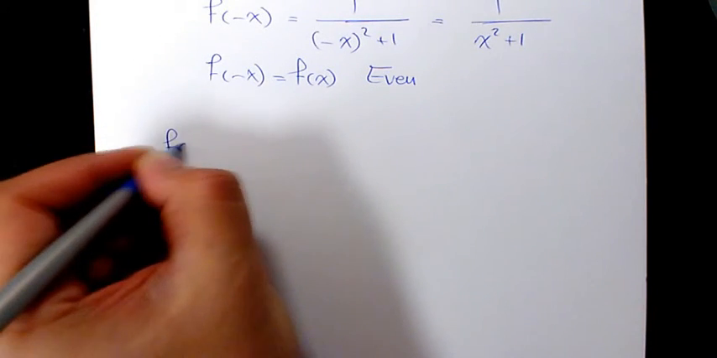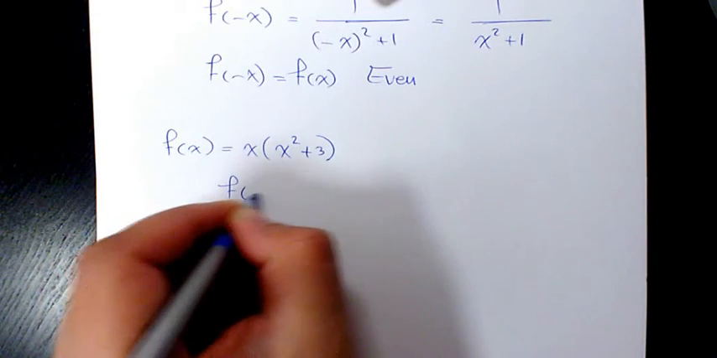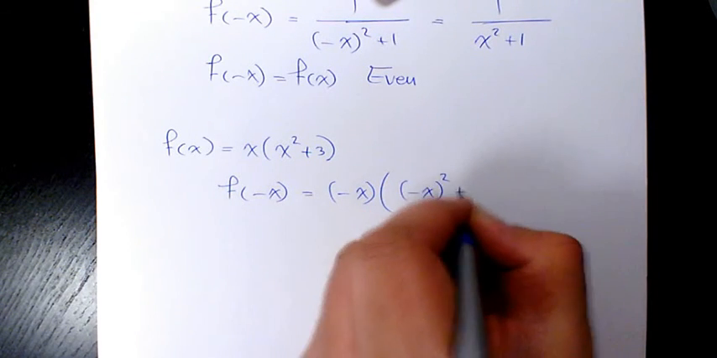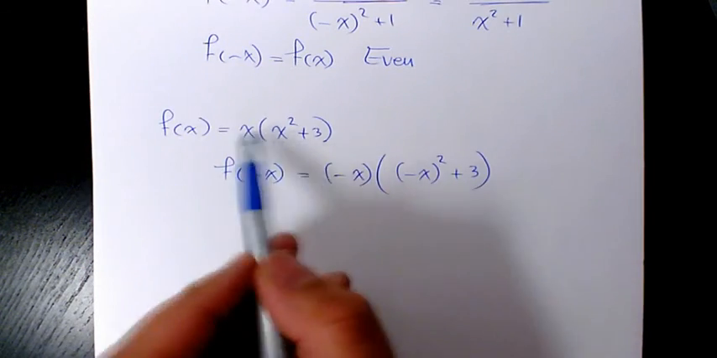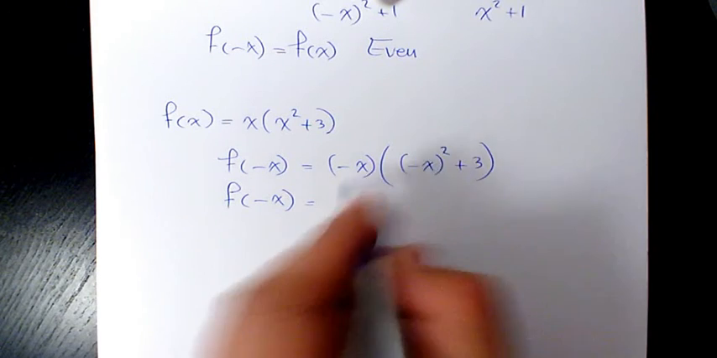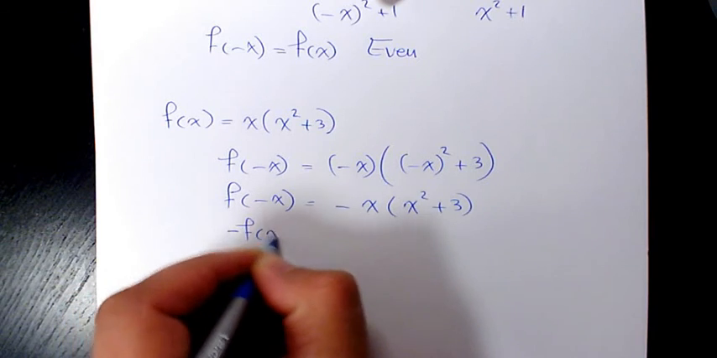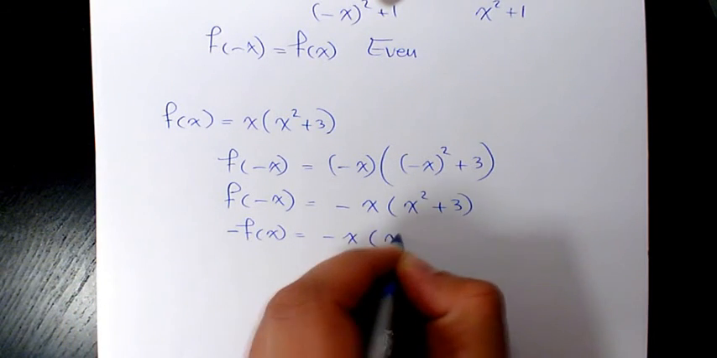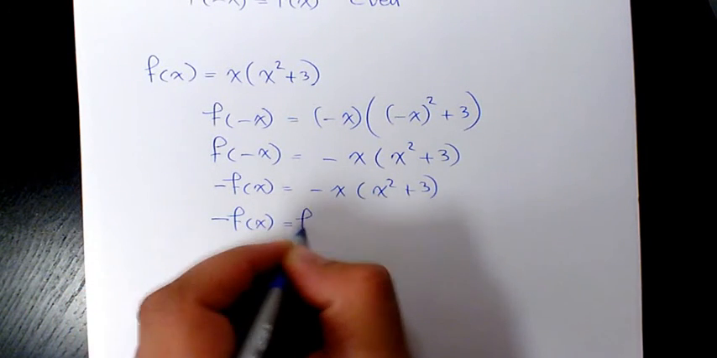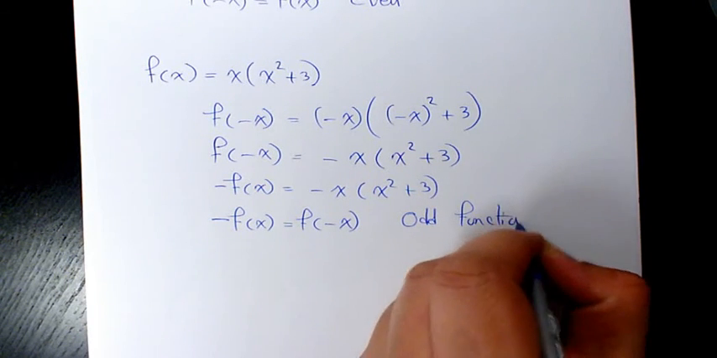Next one, f of x equals x times x squared plus 3. We say f of negative x equals negative x times negative x to the power of 2 plus 3. Again, we are changing x to negative x. Then you simplify it. That's going to be negative x times x squared plus 3. As you see here, that's going to be equal to negative f of x, which is exactly the same thing. So since negative f of x equals f of negative x, we're going to say we have an odd function.